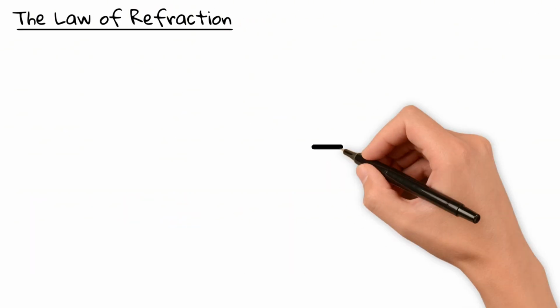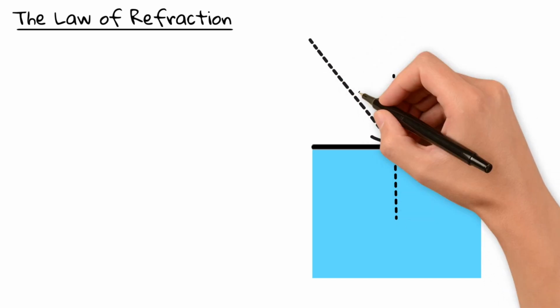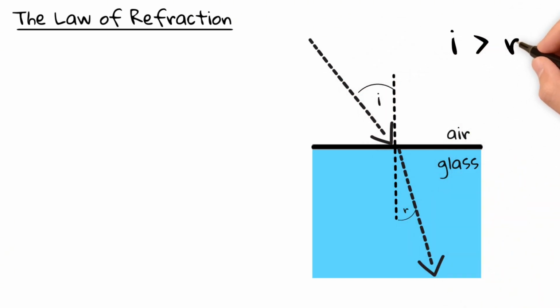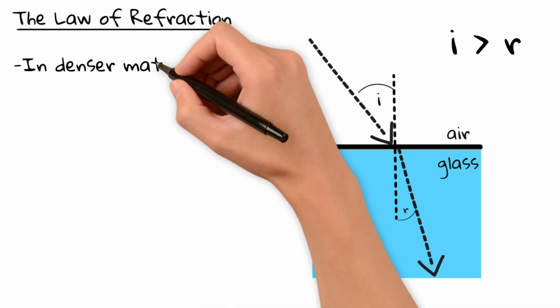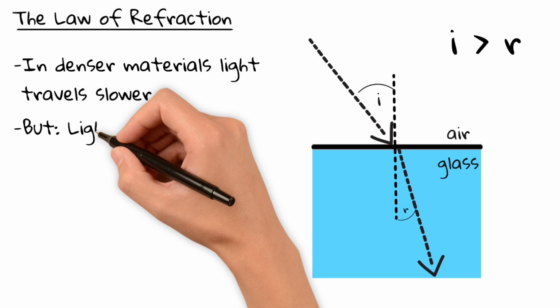Now let's look at refraction. This happens when light bends as it passes from one material into another. Why does it happen? It's because light changes speed in different materials. In denser materials like water or glass, light slows down. But here's the key point.